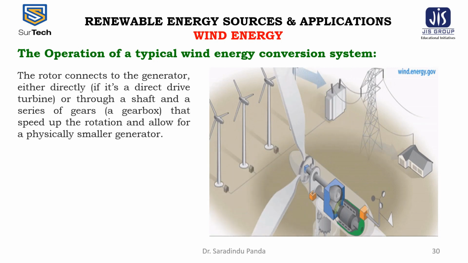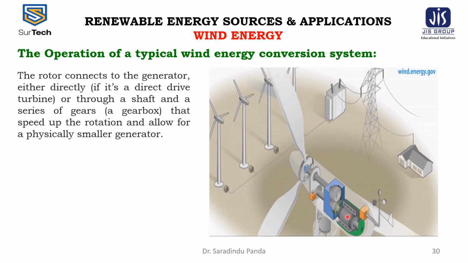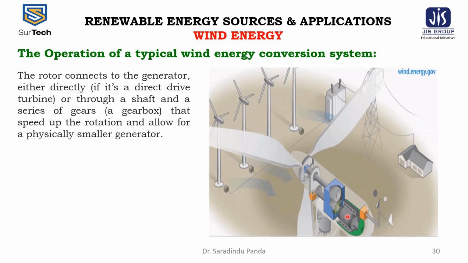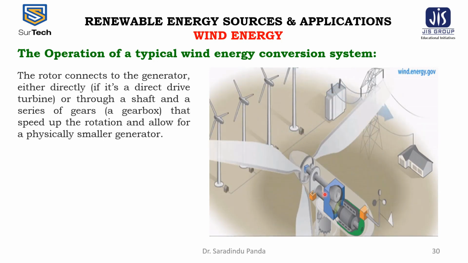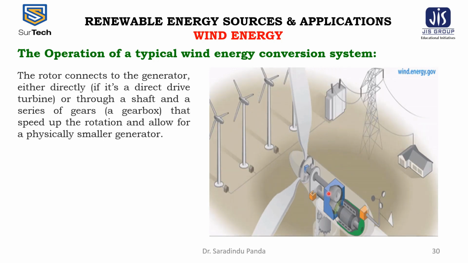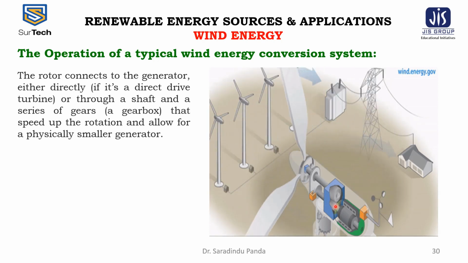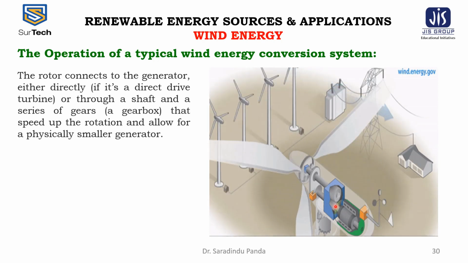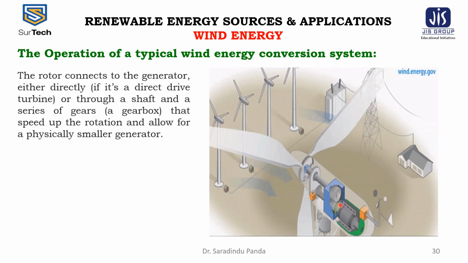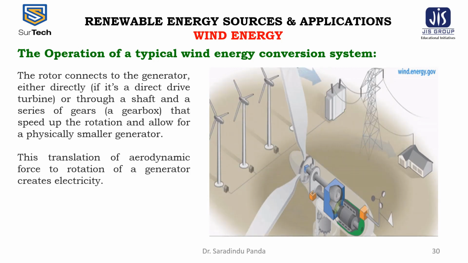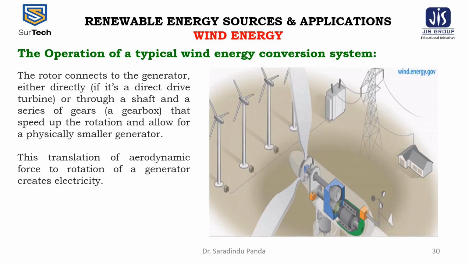The rotor connects to the generator. This is the generator. Rotor connects to the generator either directly if it's a direct drive turbine or through a shaft. This is the shaft. Through the shaft and a series of gears. These are the gears. Series of gears that speed up the rotation and allow for the physically smaller generator. This is the gearbox. In the gearbox there are several gears. This translation of aerodynamic force to rotation of a generator creates the electricity.